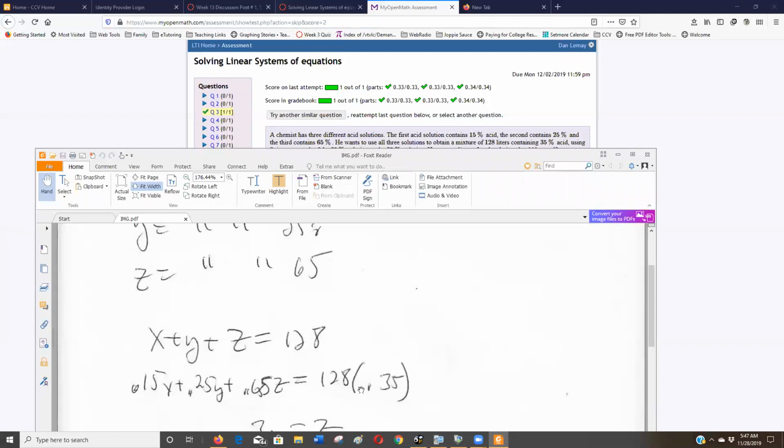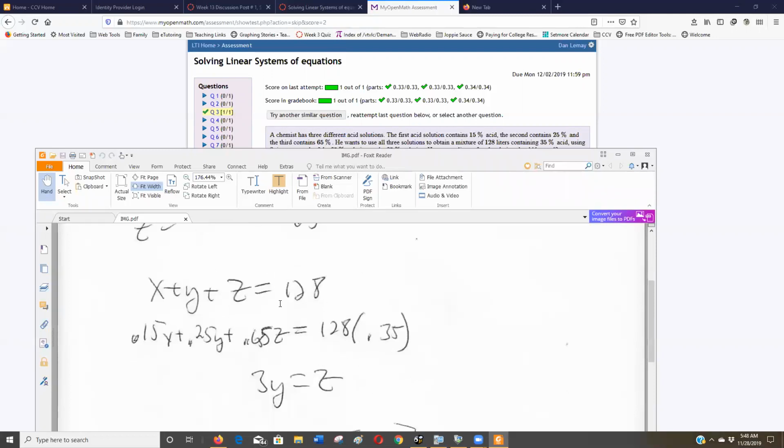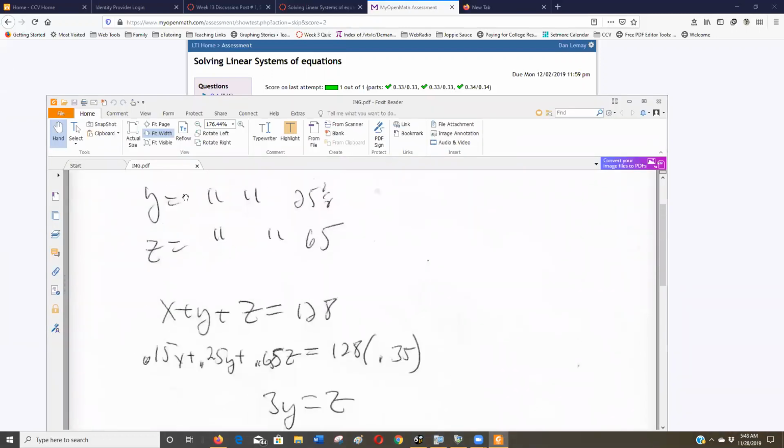And then they told me, and here's the part where people fall down. I've fallen down many times with this kind of stuff. You've got to think about it. Sometimes you're going to sit and draw and think about it. They said I'm supposed to use 3 times as much of the 65% stuff as the 25% stuff. So that means Z is 3 times as big as Y. So to set them equal, I've got to say 3Y equals Z.